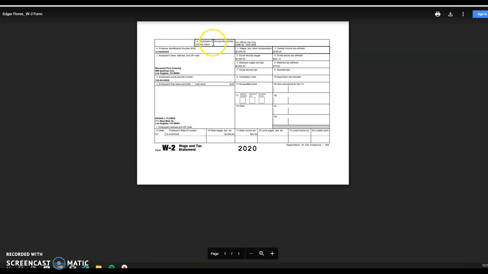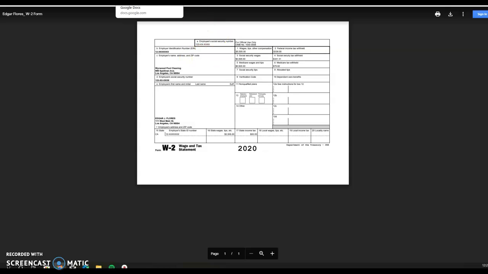It has the employee's social security number, employer identification number, the employer's name and address, as well as the employee's name and address. It will say your wages of what you made while you worked there. It will say how much federal income tax was withheld, how much Social Security, how much Medicare, and how much state. Your 4 payroll deductions: federal, Social Security, Medicare, and state.